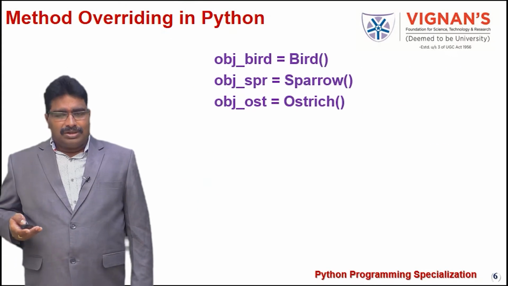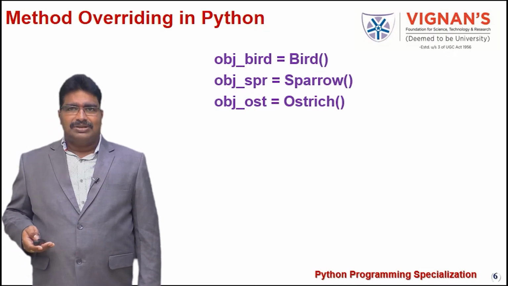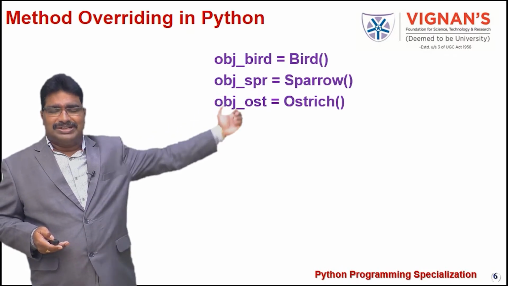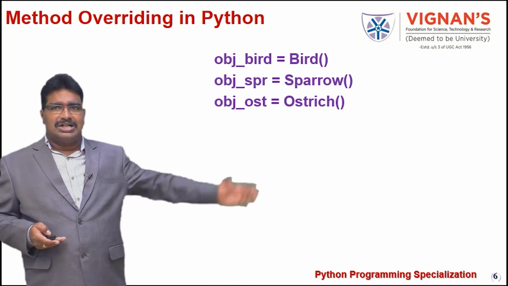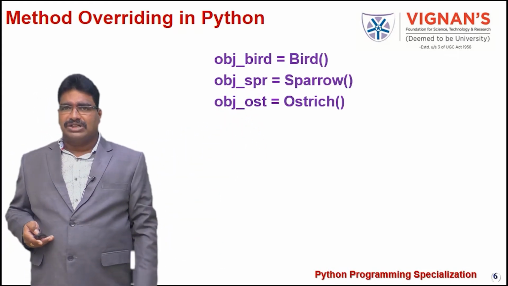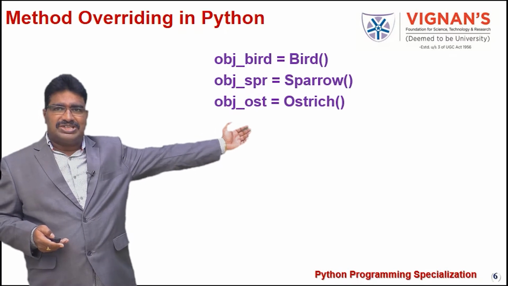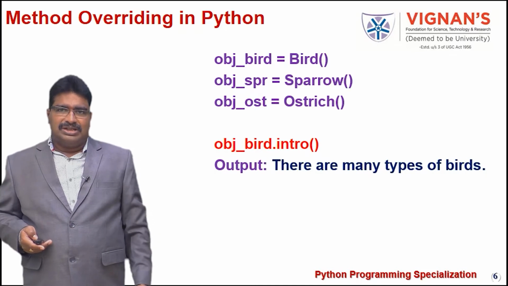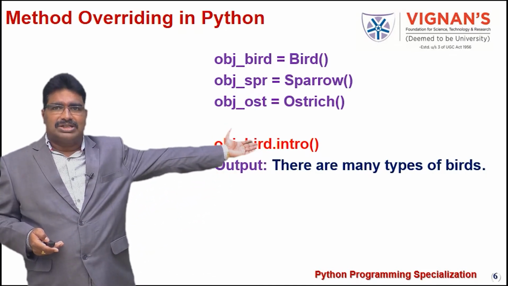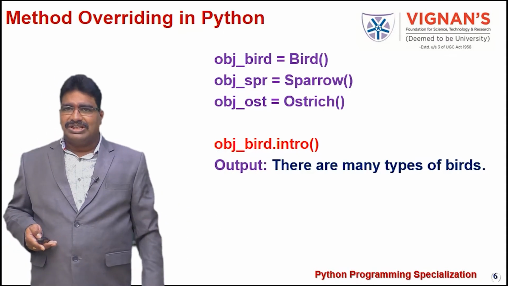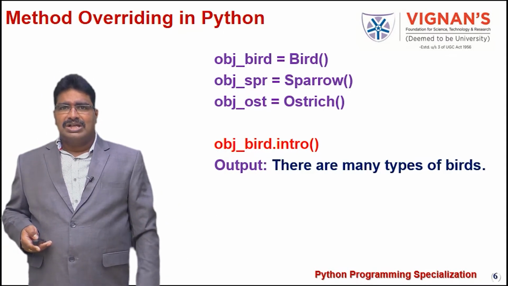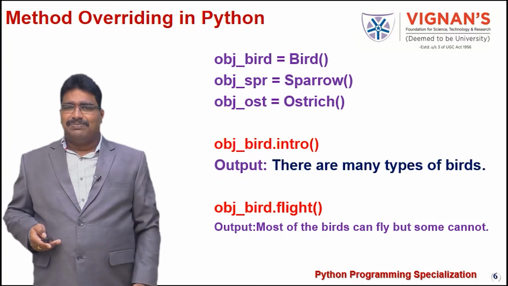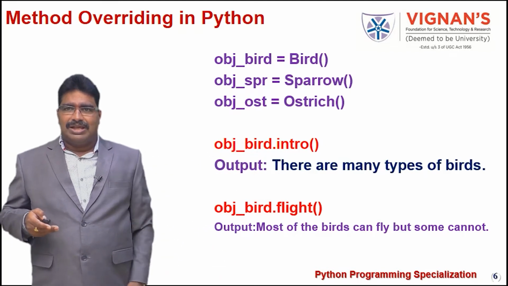Now we see how to create the objects of the bird, sparrow and ostrich classes. In this example, obj_bird is the object of the bird class, obj_spr is the object of the sparrow class, and obj_ost is the object of the ostrich class. Now we call the method of the bird object, that is obj_bird.intro. It simply displays that there are many types of birds. Similarly, we call obj_bird.flight. It displays that most of the birds can fly, but some cannot.